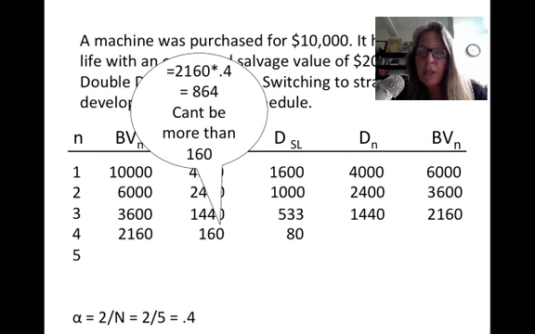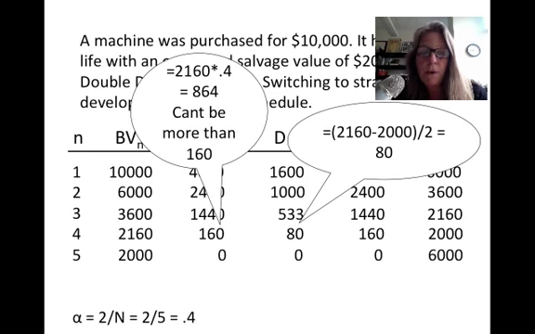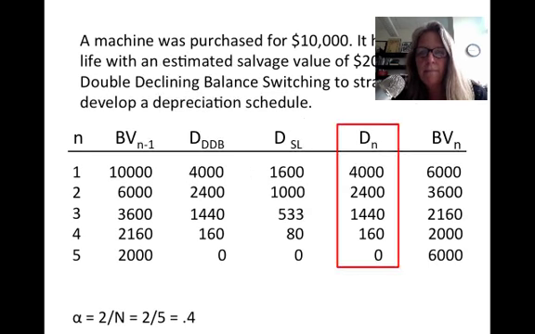For straight line, we're going to use the same kind of limit, 2,160 minus 2,000 over 2, which is 80. So again, we're going to choose the larger one that brings the book value down to 2,000. And then for the last year, because we're already at salvage value, the depreciation is all going to be 0. This value should say 2,000, because that's just a typo on my part. I hope those two examples helped you see how to calculate double declining balance switching to straight line. In this case, we have this depreciation schedule defined.